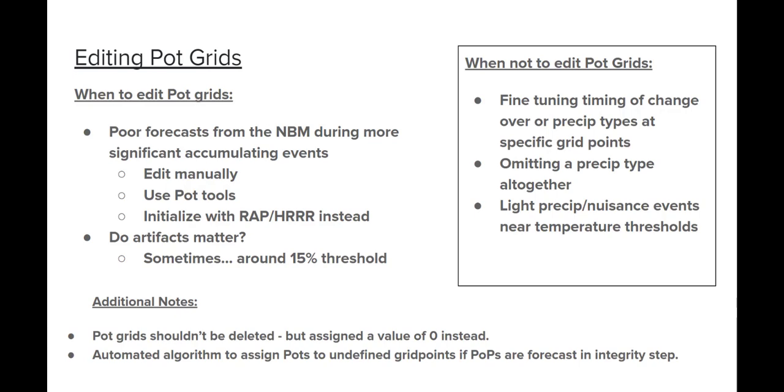And if you're wondering about what happens when the NBM doesn't forecast a precipitation type and the forecaster adds PoPs, well, there is an algorithm in ForecastBuilder that will assign a best guess POT in the integrity step so that the precipitation type is defined everywhere on your grid domain where PoPs are forecast.